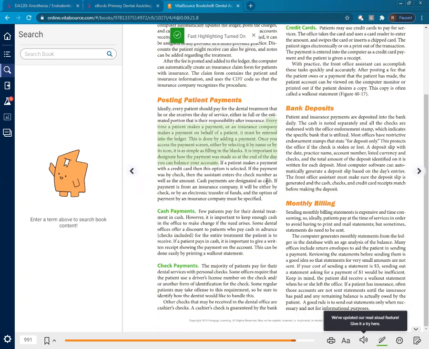We never get a cash payment from an insurance company. If payment is from the insurance company, it will either be by check or by electronic transfer of funds, and the method of payment by an insurance company must be specified. So you have to put that clearly.